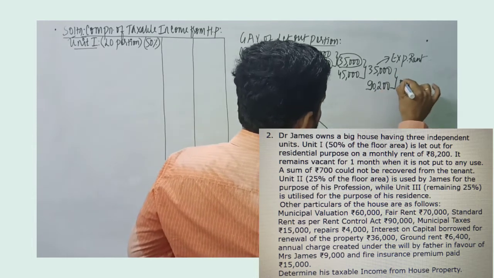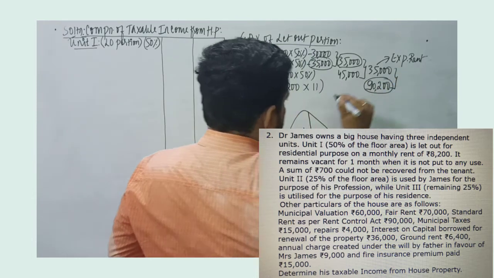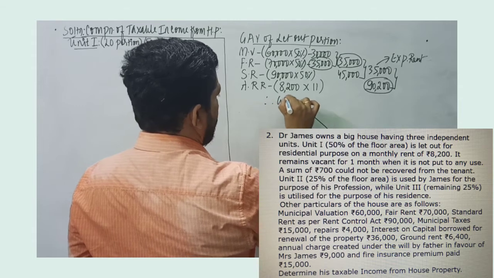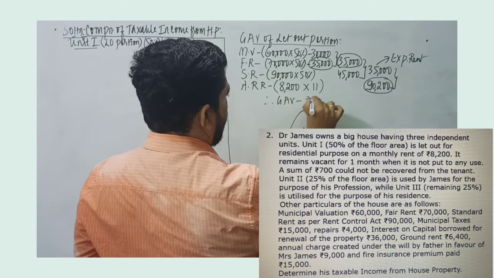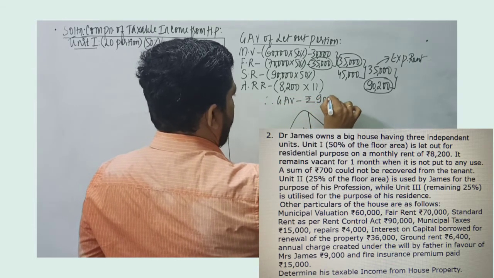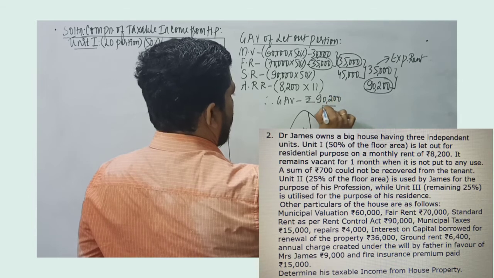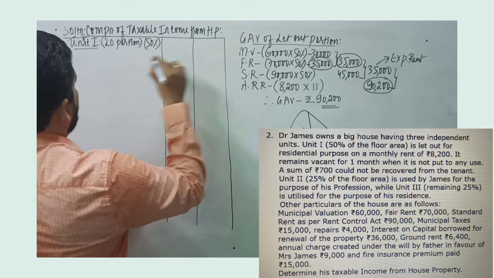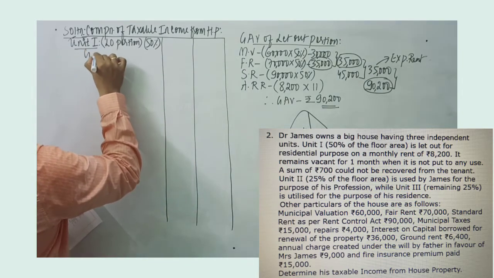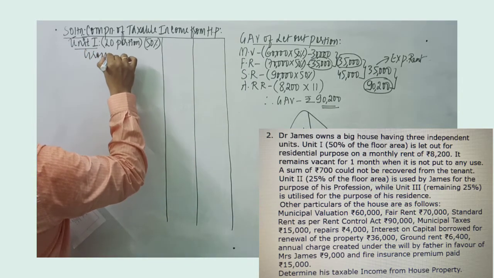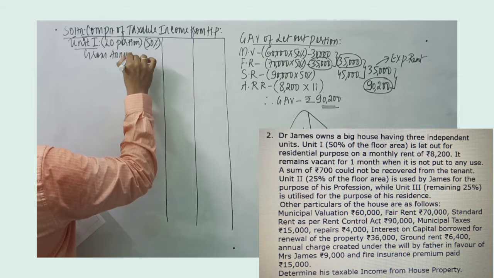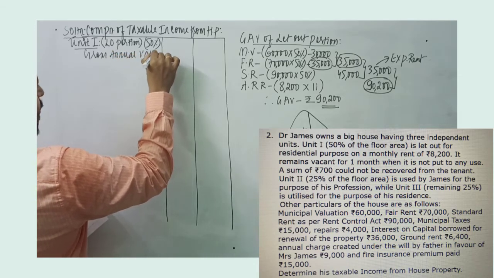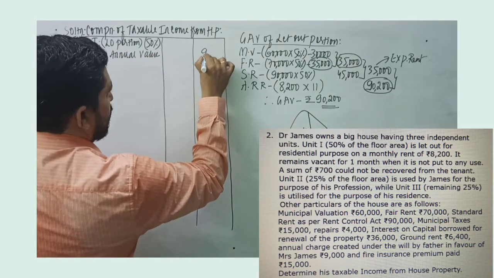And among the two, whichever is more. That is 90,200 is more. Therefore, the gross annual value is 90,200 for that let out portion. So I can record over here gross annual value. Gross annual value of that let out portion is 90,200.